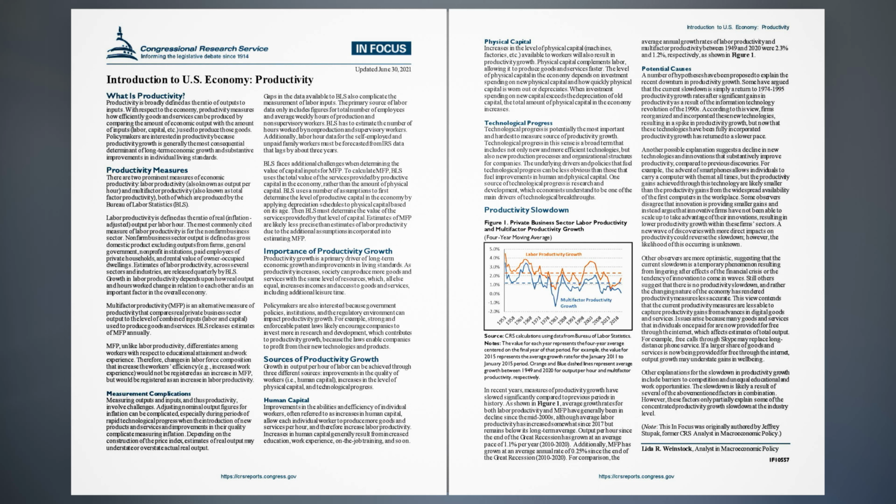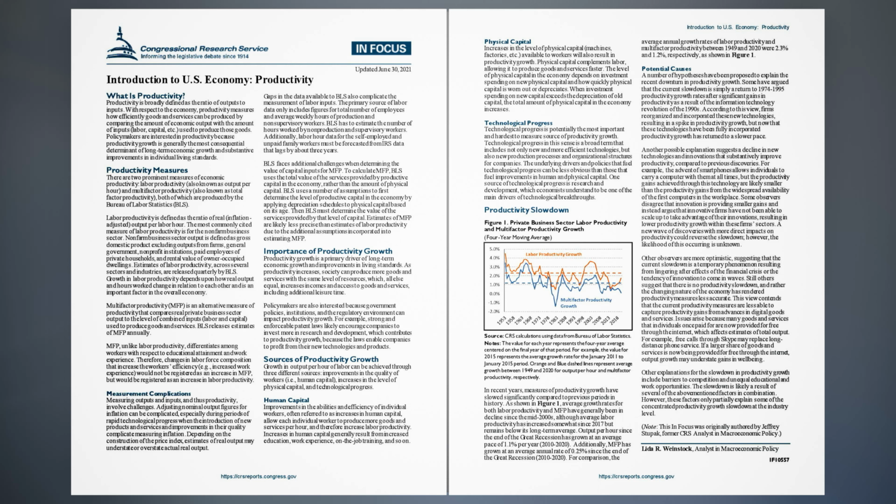Potential causes. A number of hypotheses have been proposed to explain the recent downturn in productivity growth. Some have argued that the current slowdown is simply a return to 1974 to 1995 productivity growth rates after significant gains in productivity as a result of the information technology revolution of the 1990s. According to this view, firms reorganized and incorporated these new technologies, resulting in a spike in productivity growth. But now that these technologies have been fully incorporated, productivity growth has returned to a slower pace.